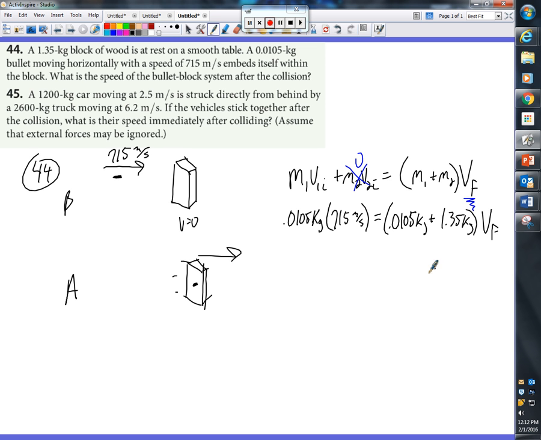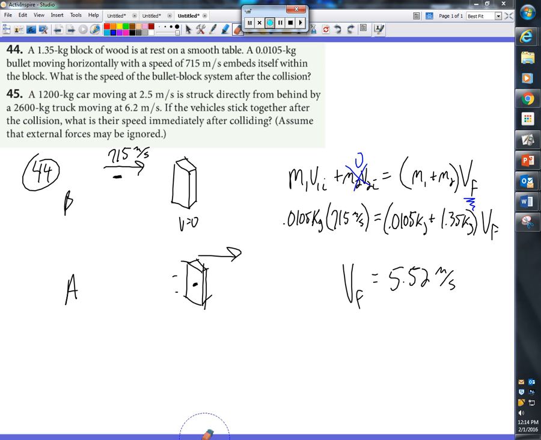Okay? Multiply this side out, add this side up, divide both sides by this new combined mass. And we should get a final value of about 5.52 meters per second. I'm looking at the right one here, 44. Yep, 5.52 meters per second is how fast the two will be moving after that collision.